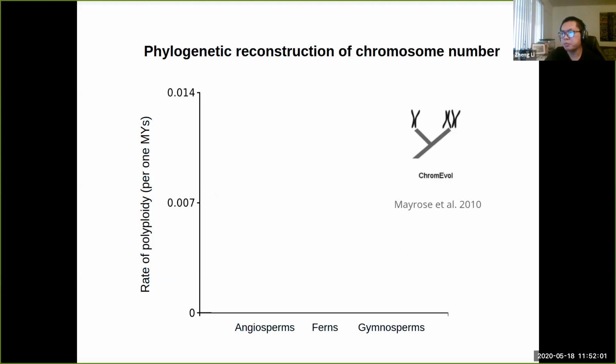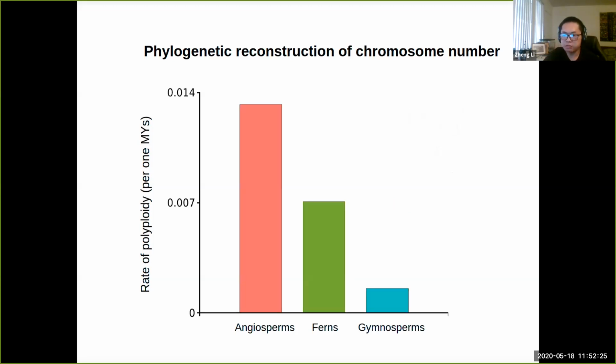We also have a completely different method and data set to do phylogenetic reconstruction of chromosome number using the ChromEvol tool. In ChromEvol, it takes in the chromosome count and also the phylogeny. So we have the phylogeny for angiosperm, fern, and gymnosperm, and we also pulled out the chromosome counts from the databases. So we estimate the rate of polyploidy per 1 million years, and we see the overall pattern is really similar to what we found before.